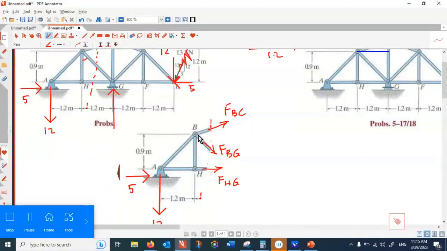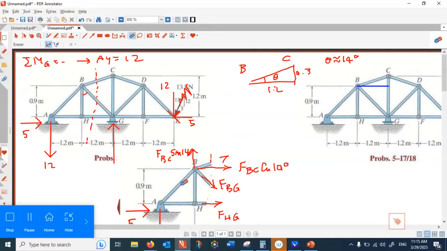So let me break this force into two components. The horizontal one is FBC cos 14 degrees, and the vertical is FBC sine 14. And therefore this force, 14, yeah, 14.